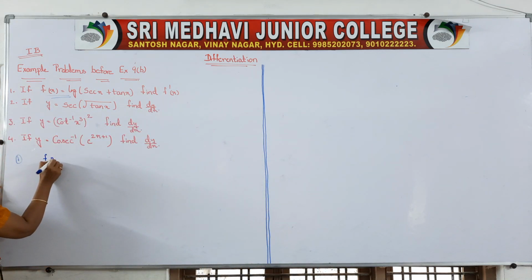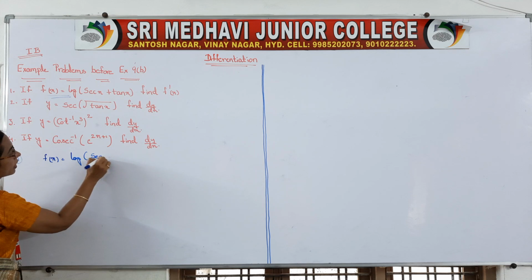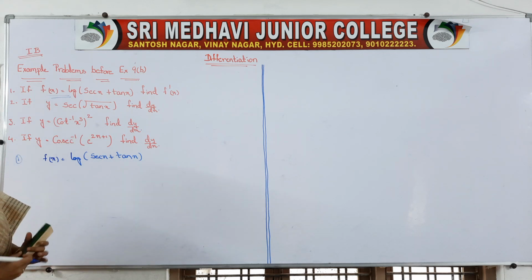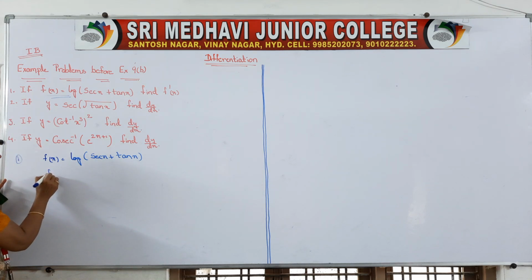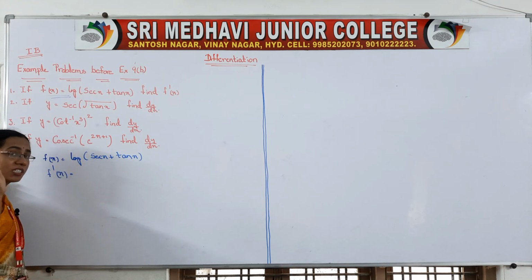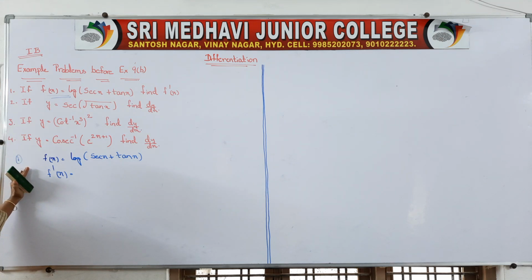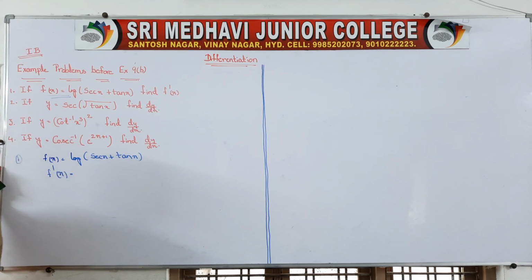What is your f of x? F of x is equal to log of secant x plus tan x, right? Then find f dash x. So here it is not first principle, right? Now it is not first principle. So we have to find f dash x now. The normal formula, if it is first principle, we have to take limit h tends to 0, f of x plus h minus f of x by h. But this is normal differentiation. So f of x is equal to log of secant x plus tan x, then find out f dash x.